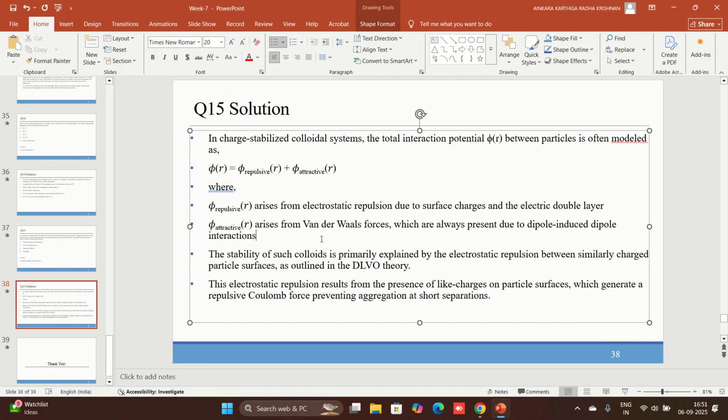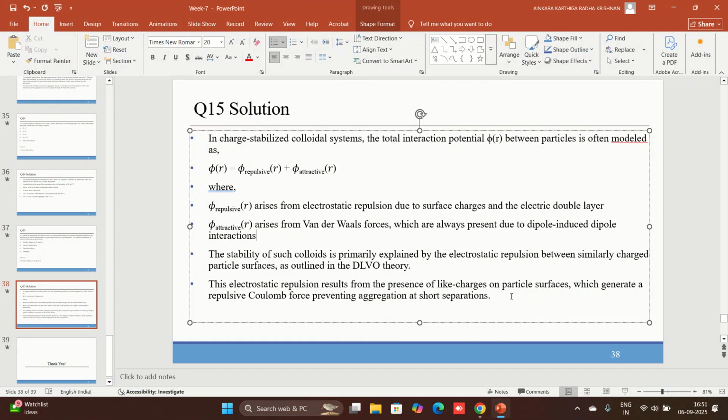The stability of such colloids is primarily explained by the electrostatic repulsion between similarly charged particle surfaces. As outlined in the DLVO theory, this electrostatic repulsion results from the presence of like charges on the particle surface, which generate repulsive Coulomb force, preventing aggregation at short separations. So, what is it saying?